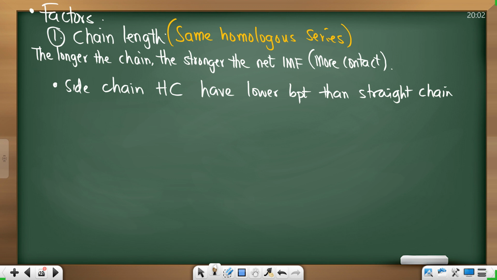Okay. A side chain hydrocarbon would have a lower boiling point than a straight chain. Look, it's very simple.